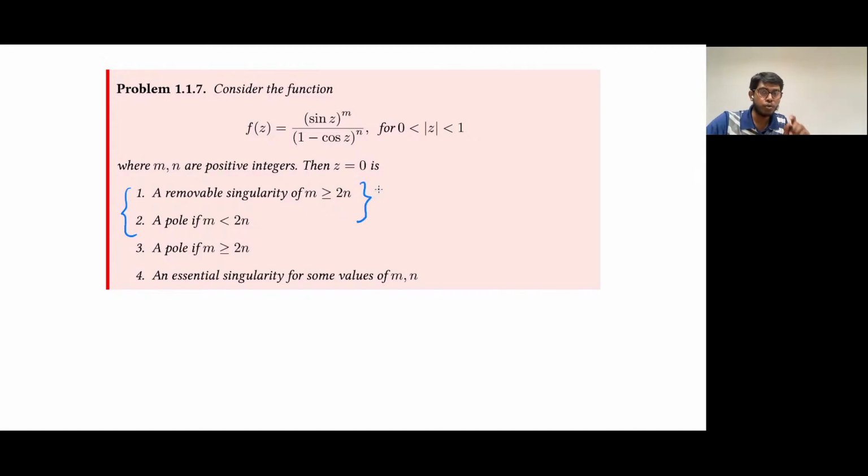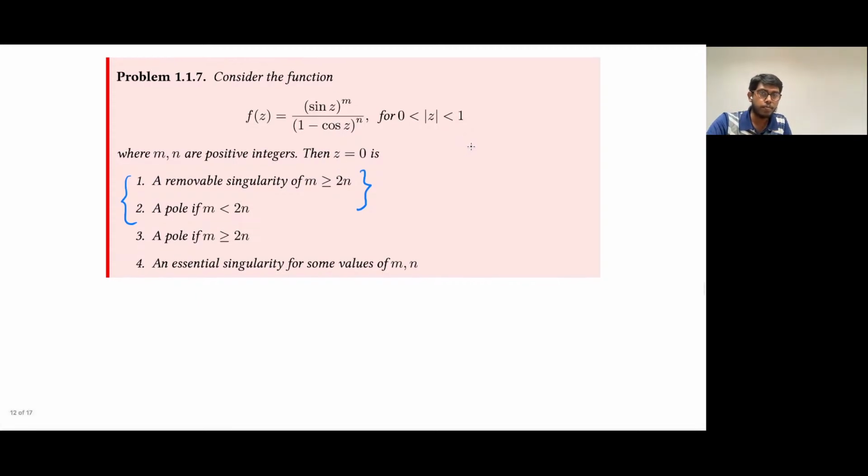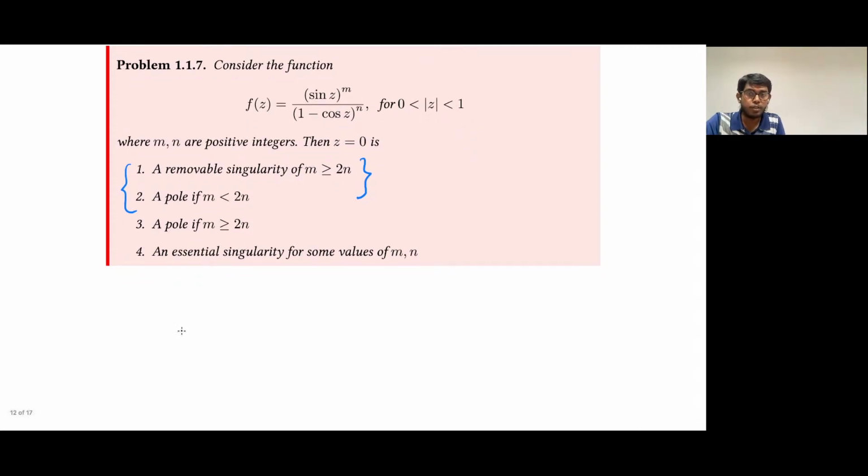Yeah, so you are right. So let's see why. If I write g1(z), it's basically sine z to the m, and g2(z) is 1 minus cosine z to the n.